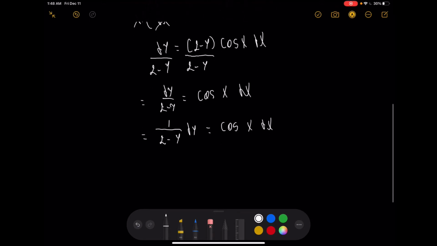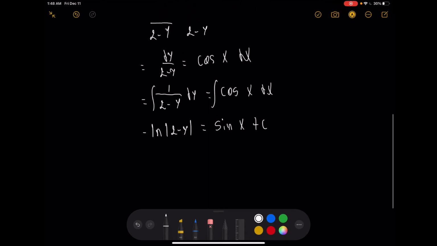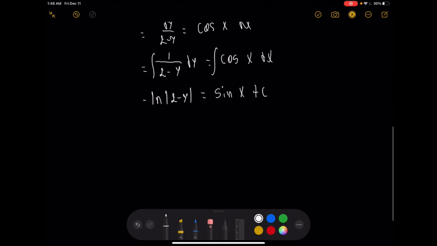So let me go ahead and integrate. The left side is going to be equal to negative ln(2 - y). Basically, you go through the integral of this, and you end up with negative ln(2 - y). And now for the right side, we'll have sin(x) + c. It's just a very elementary integral. I have a video on this. It's just the integral of cosine, which is sine.